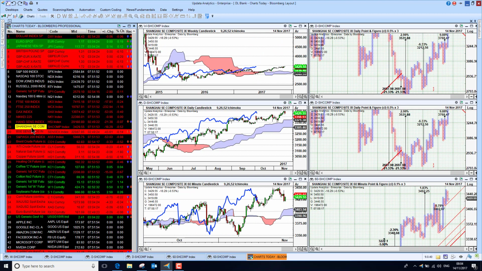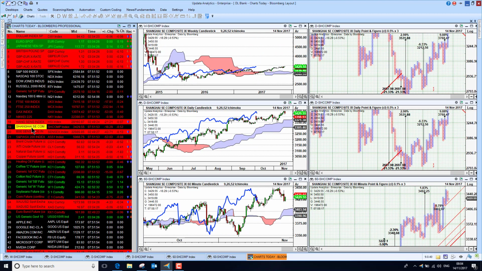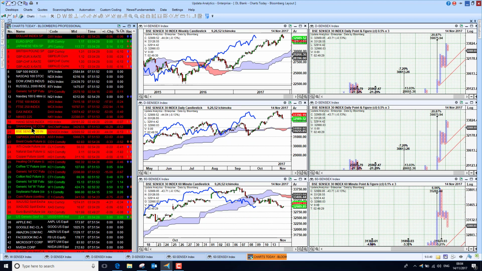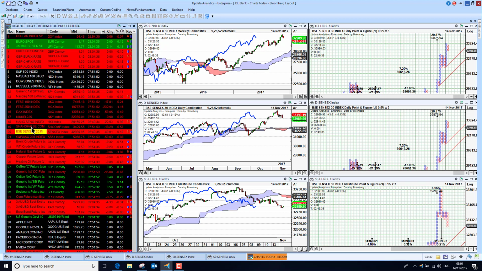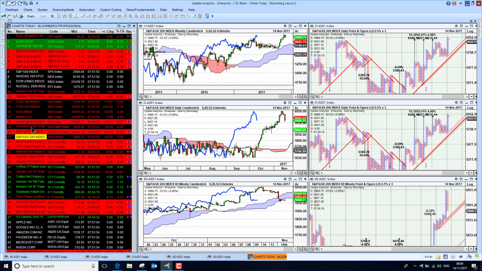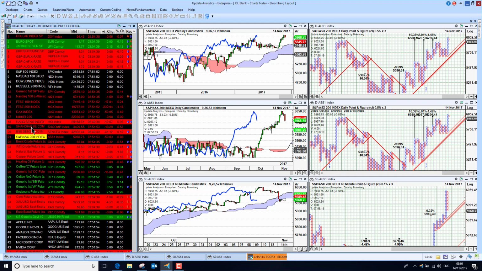And Shanghai also holding above the cloud, even though it was down 0.5% overnight. And the Indian market, the Sensex, is looking a little bit weaker on the short term, but the medium and long-term chart still strong. And the Australian market just pulling back as well, but still holding its bullish position.